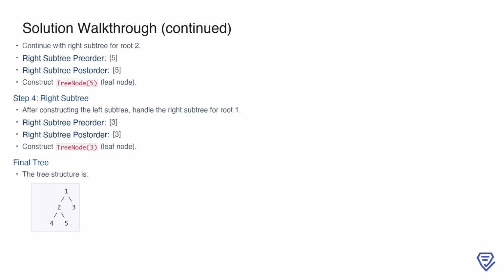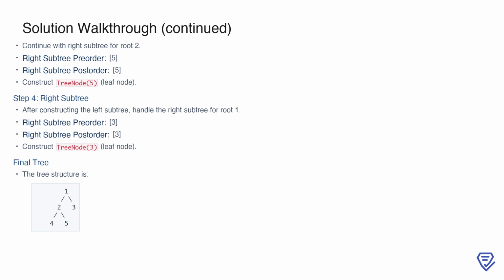Now, we handle the right subtree of the root node 1. The preorder and postorder lists for the right subtree are 3 and 3. Since 3 is the only element, we construct a tree node with value 3, making it a leaf node. With the left and right subtrees complete, we can now visualize the entire tree.